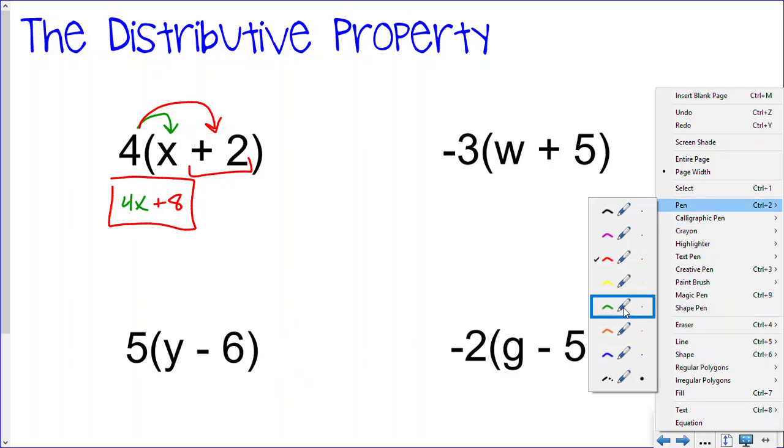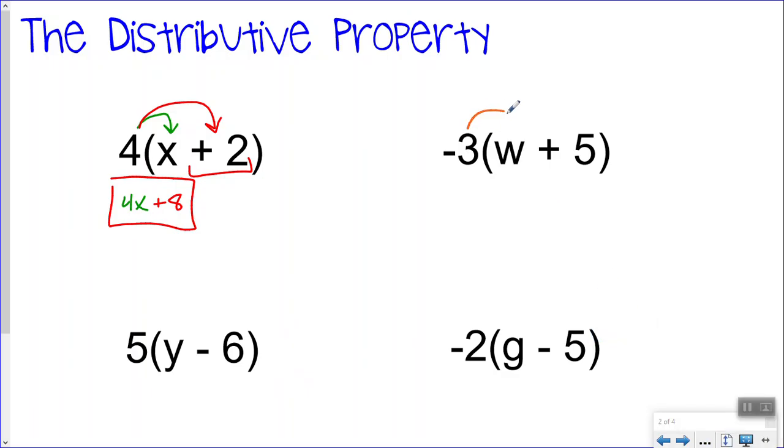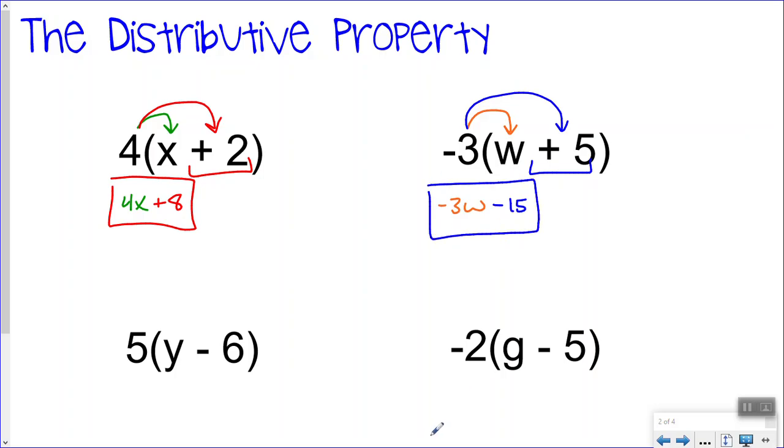If we try the next one, our first multiplication is negative 3 times w, which is negative 3w. Then we have to also distribute to the second term, positive 5. So negative 3 times positive 5 is negative 15, and these aren't like terms, so we can't combine them either. Go ahead and try the next two examples on your own.